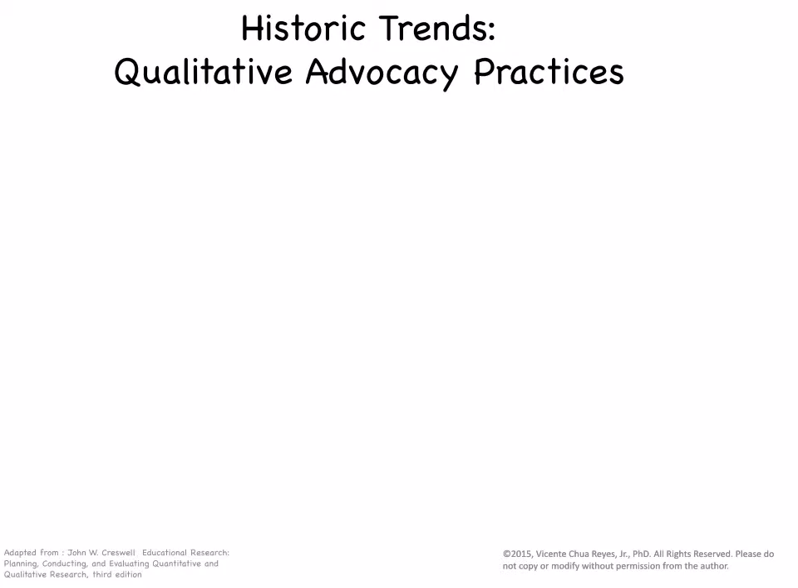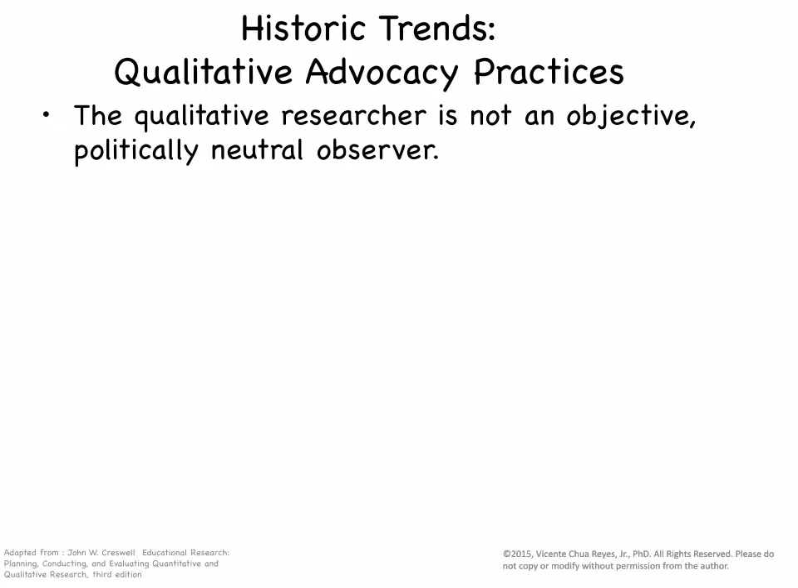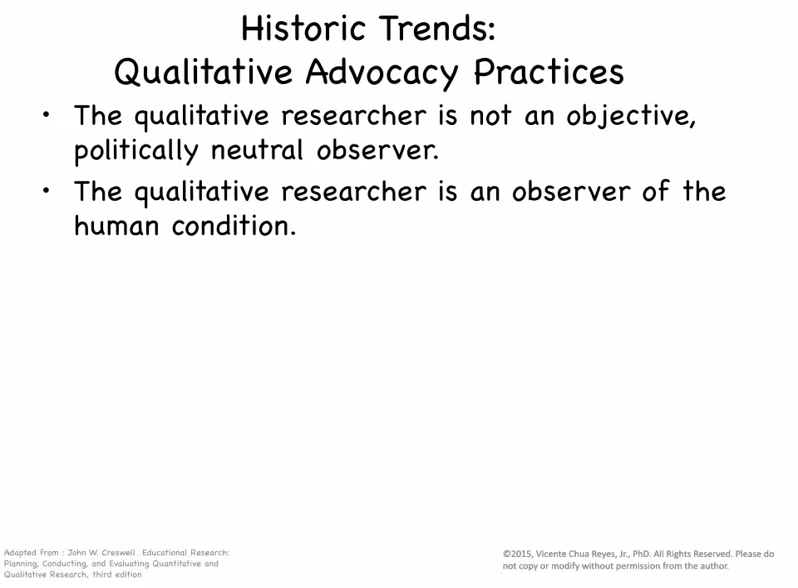The third and final trend that describes qualitative research would be the preponderance of advocacy practices. We could actually define this by looking at 4 points. First, the qualitative researcher is seen as a person or an individual who is not an objective and politically neutral observer. So, this is an advocacy that qualitative research pursues, that researchers are not objective, neither are they politically neutral. The second point is that the qualitative researcher is seen as an observer of the human condition.